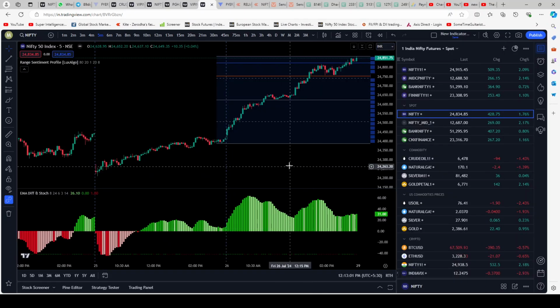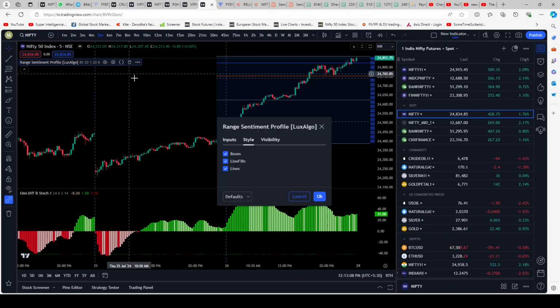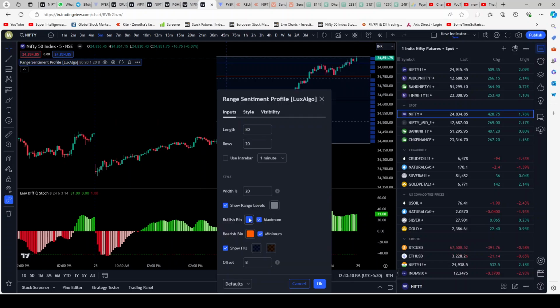I'll cancel this. We'll go back. It is shown. I'm not going to make any changes to this indicator. I'm using the indicator in its default settings. So you see this bullish and bearish. This background will become more like dark yellowish. That's it.